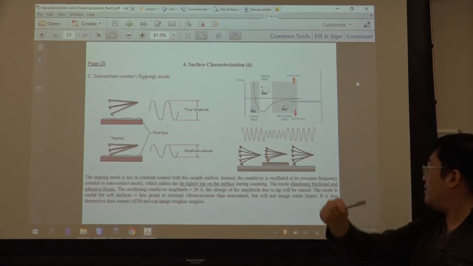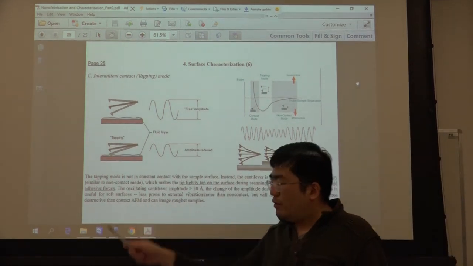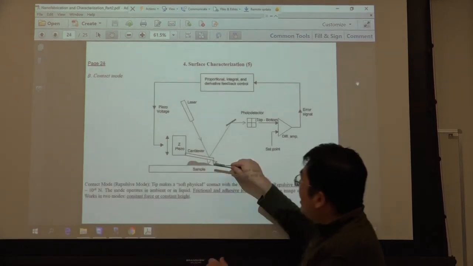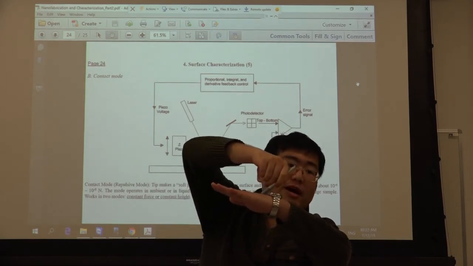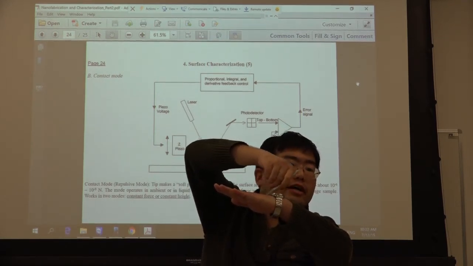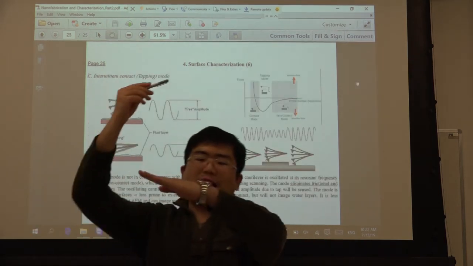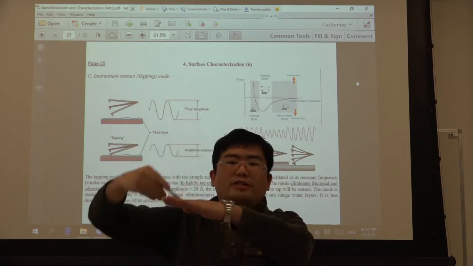Tapping on the surface can eliminate the friction and adhesion force. Initially, if you go here, this is your sample. You go here, they have no adhesion, right? And some friction. But in the third case, if you sometimes touch, you can remove this adhesion or some friction.